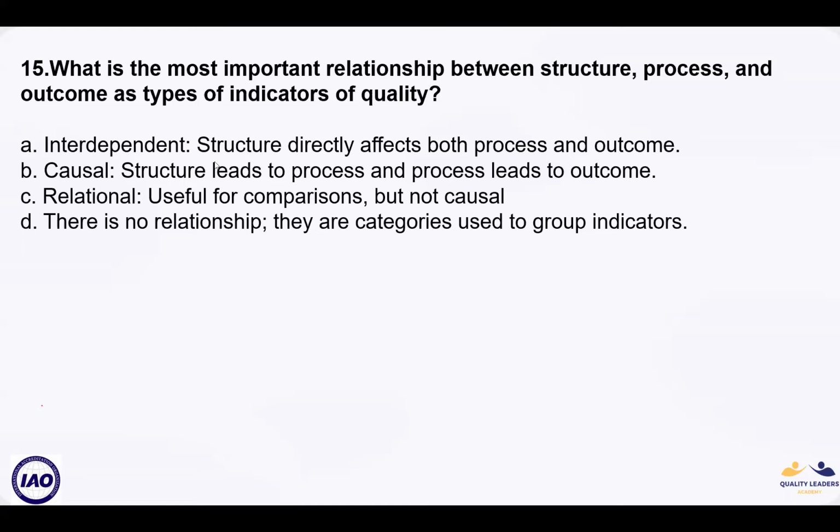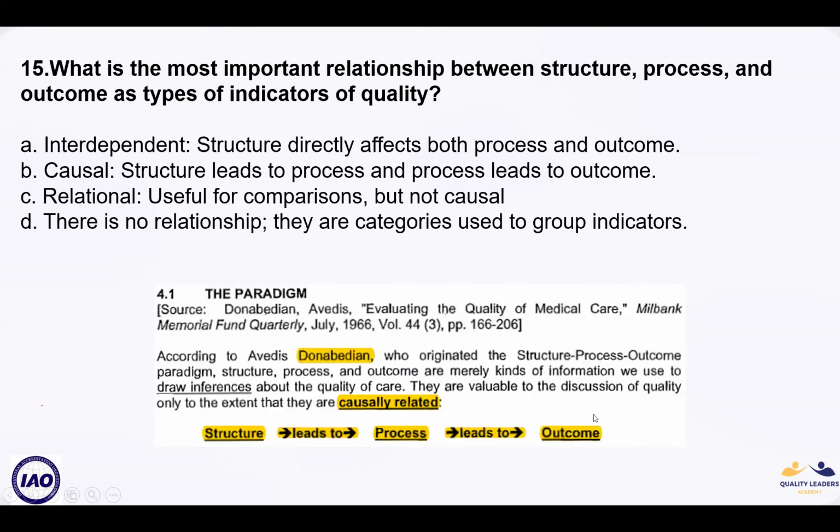Here, coming to the option: interdependent, structure directly affects both process and outcome. No, we all know it's close, but it doesn't directly affect outcome. Interdependent, I mean, they are linked. We all know structure leads to process and process leads to outcome. So option A is not right because structure directly affects both process and outcome. It only directly affects process. Structure doesn't directly affect the outcome, right? It's causal. Structure leads to process and process leads to outcome. This is the right answer.